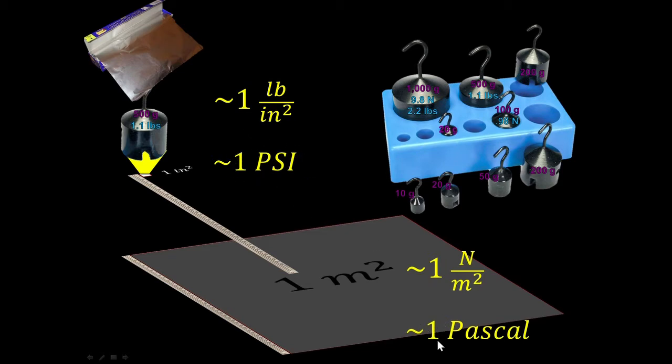Now we have to compare these two. 1 psi to 1 pascal. This is a whole lot more pressure. 1 psi is a whole lot more pressure than 1 pascal. I could do dimensional analysis and convert pounds into newtons and square inches into square meters. If we do that, we're going to find that 1 pascal is a tiny amount of pressure.